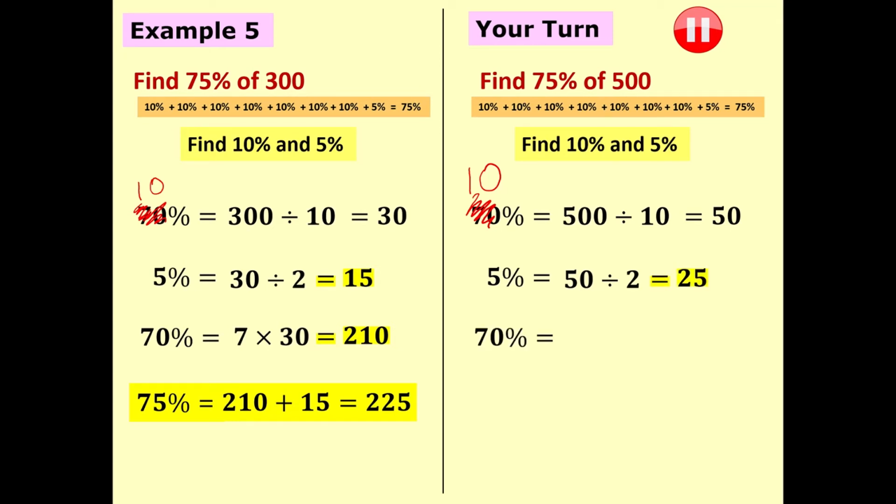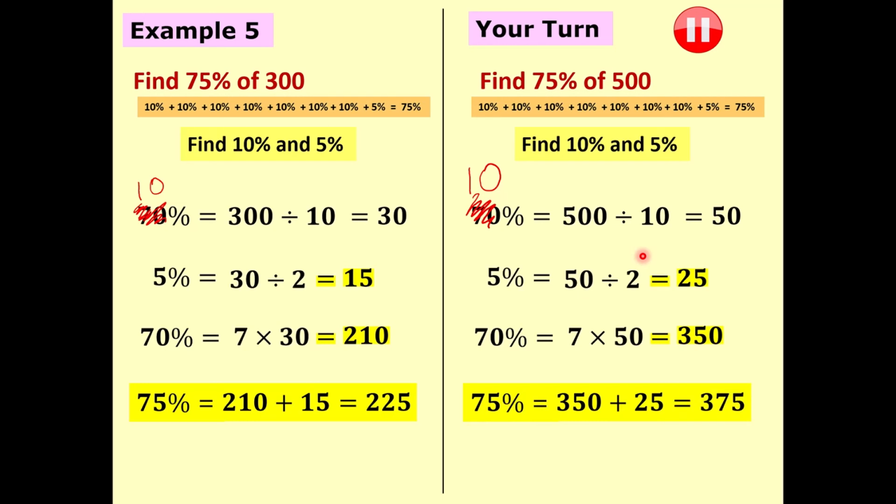We're then going to find 70%, which is 7 lots of 10%. So 7 times 50 to give you 350. And our very last step is to bring it all together to find our 75% by adding our 70% and our 5% together. So you should have 350 add 25 to get 375. So well done if you got your final answer of 375, really well done.